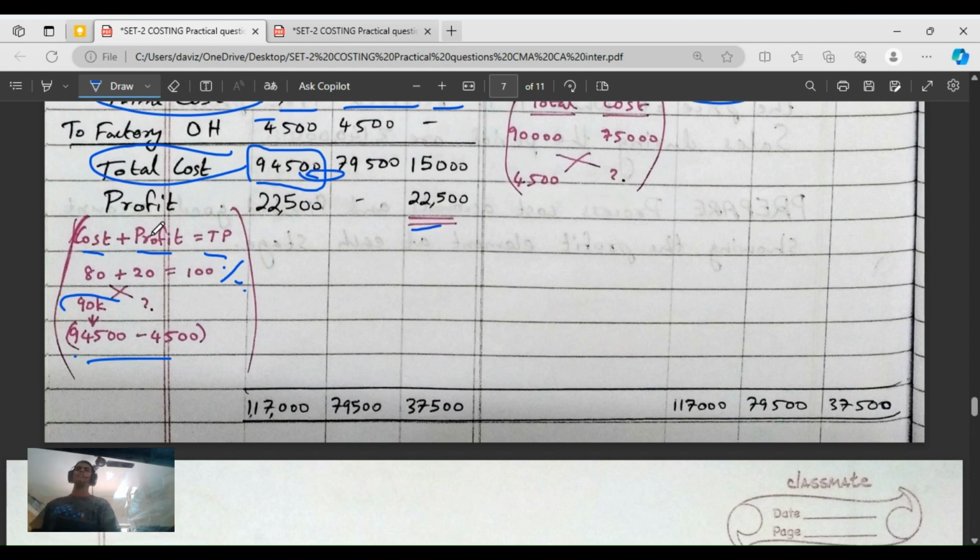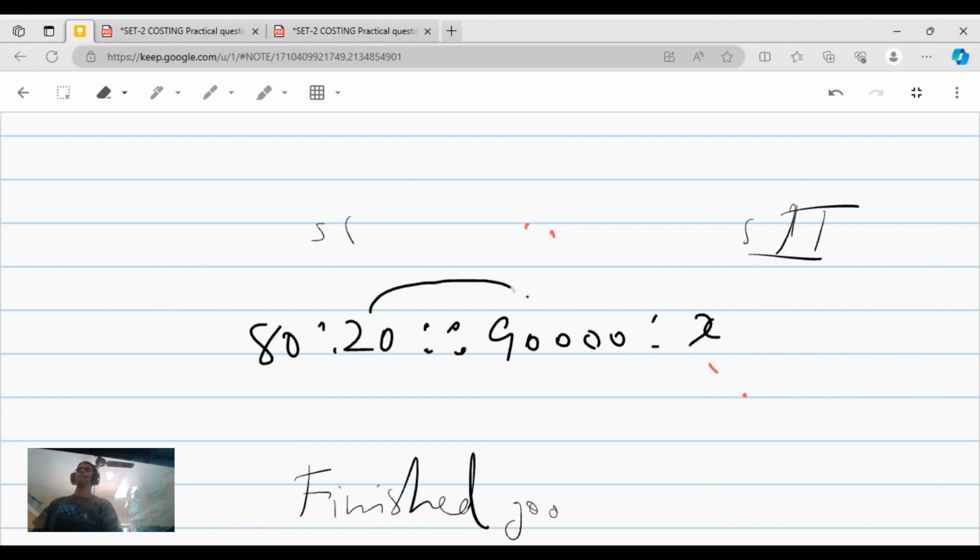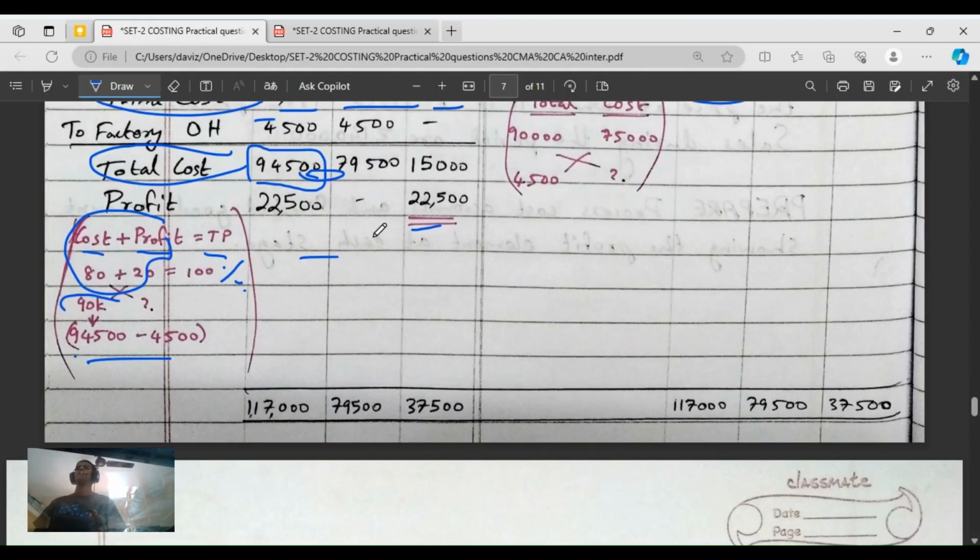See, this is a mathematical application, that ratio and proportion. See, the value is in the ratio 80 is to 20. Proportion: 90,000 is to x. This is a basic mathematical application, ratio. You can use the calculator and find the profit here.